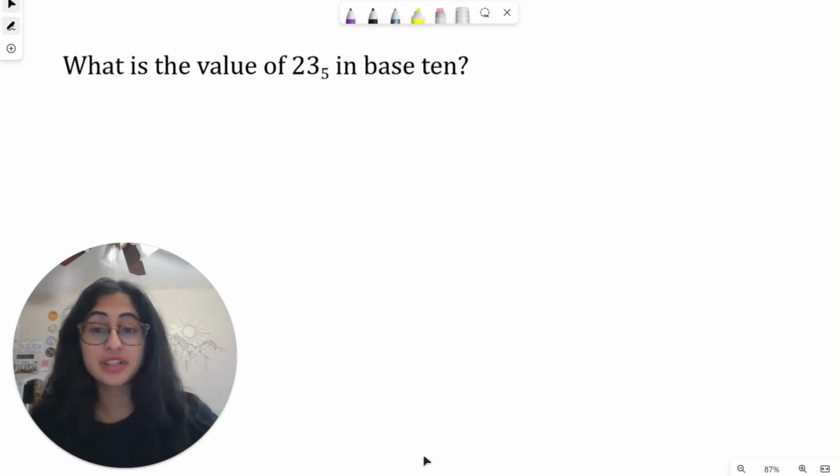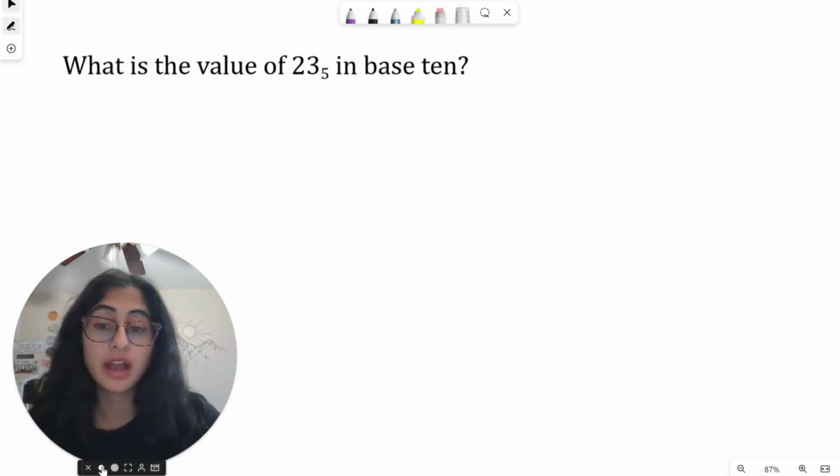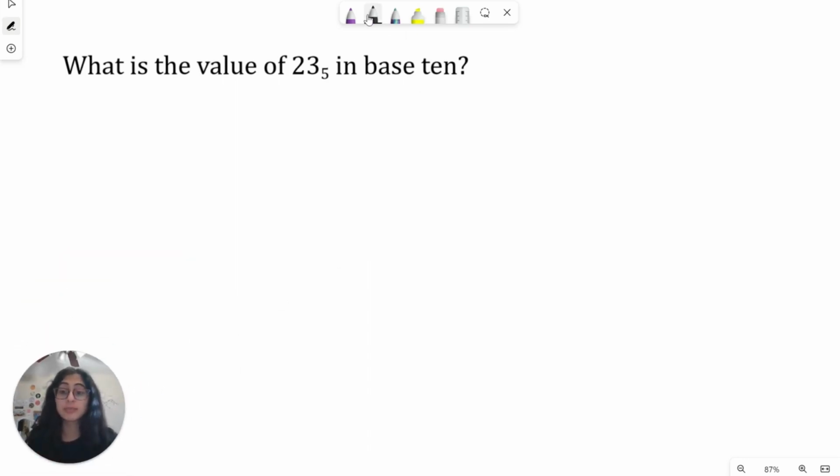Alright, so this question says, what is the value of 23 base 5 in base 10? Okay, so what does it mean to have different bases? Like, what does base 10 even mean? So the number system that we use is base 10, and that's just because we have 10 fingers. It's easy for us to count in 10.